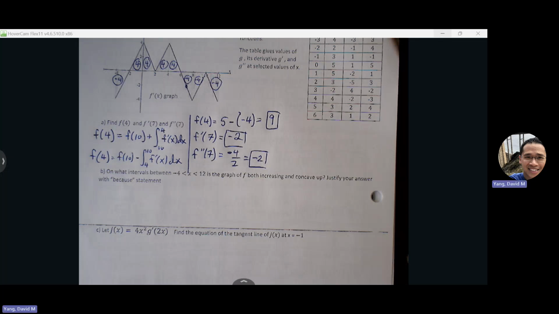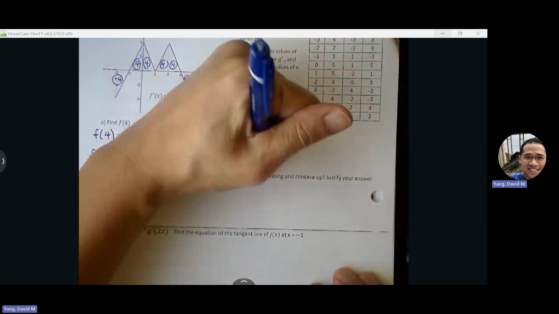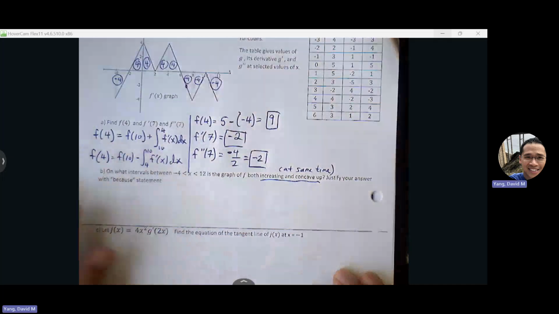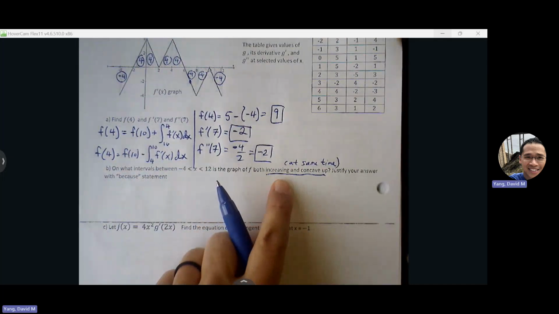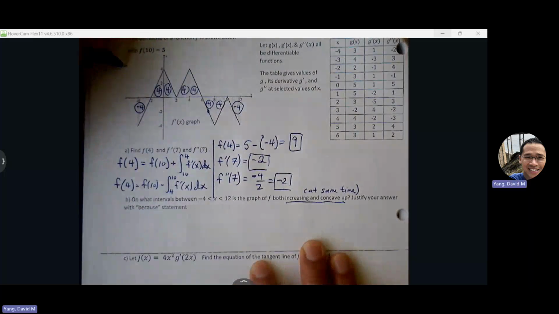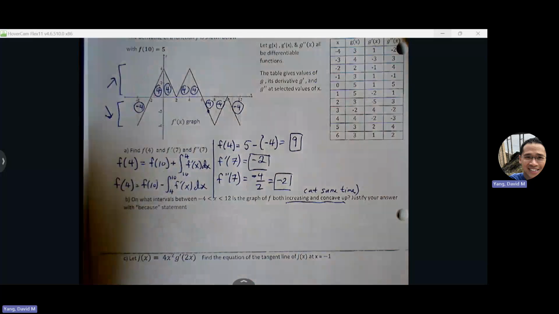Okay, on what interval between -4 and 12 is the graph both increasing and concave up at the same time? So create your slope and concavity sign line. Remind yourself that you're looking at the F prime graph. So if you want to label accordingly, you can. Above means positive slope. Below means negative slope.